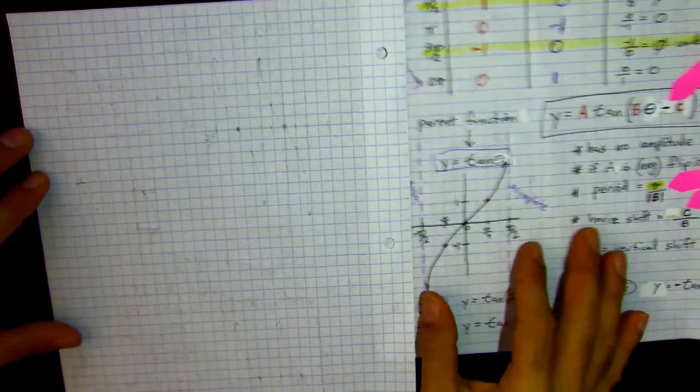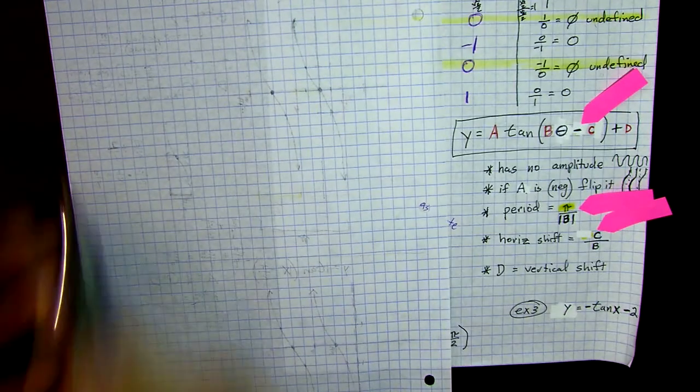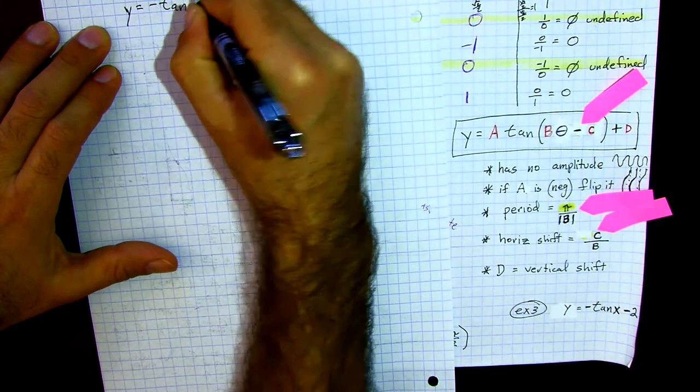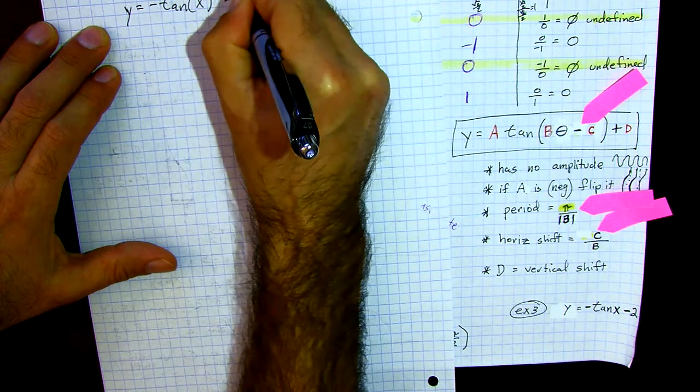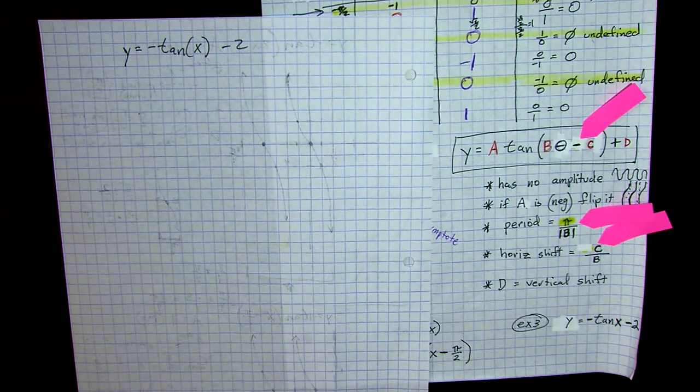All right, so our last one we had to do is a little more complicated. y is equal to negative tangent of x minus 2. Actually, that's not so bad. It just has a couple extra things to it. But we've gone through all the elements so far of what you'll have for homework, so I think we're okay.